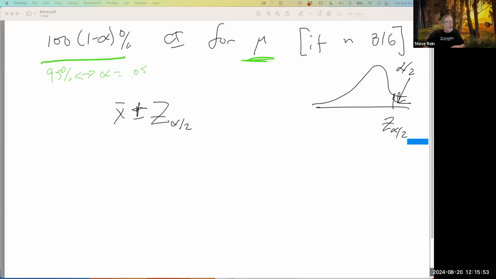And so you tried in the lab yesterday identifying a couple different values for alpha and finding the corresponding level of confidence, and then the Z value itself. Plus or minus Z alpha over 2 times S over the root of N. That is our procedure. The overall margin of error, ME, is right there. It's the number following the plus or minus.